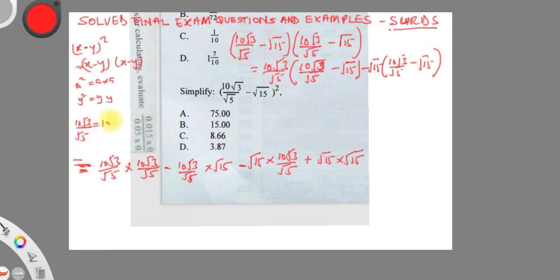This is the same as what? 10 times what? Square root of 3 all over square root of 5. That's what it means. Have you seen? Yes, that's what it means.